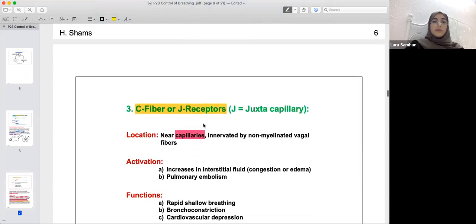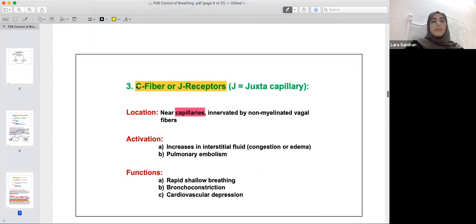Okay, now moving into our third type, which is basically C fiber or J receptor. J is basically juxta, and you'll hear juxta not only here, but also juxta in the kidney. We have also something juxta. So okay, we have the C fiber and the J receptor, and also C fiber is one of the pain fibers. So you'll hear it in a couple of places just to interconnect the information together.